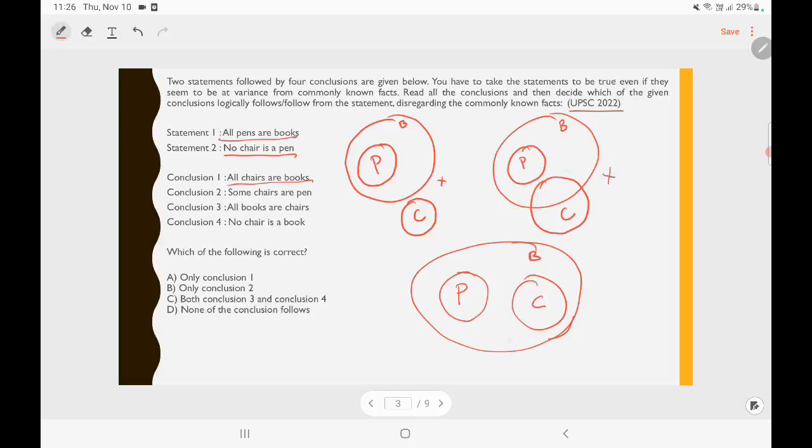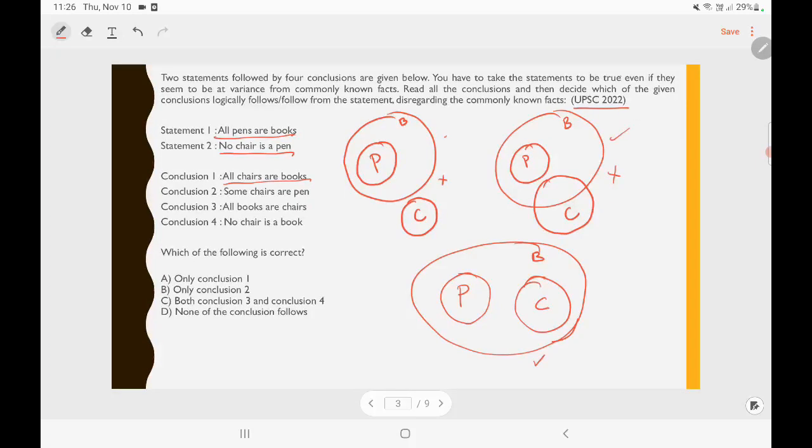In third possibility, all chairs are books, right? This is true. But as I already stated, if you are given a conclusion like all chairs are books, then it must be satisfied in all the possibilities. But it is not satisfying here and here. So this is wrong. Now if you take the second conclusion, it says that some chairs are pen. Here some chairs are not pen. Here no pen is a chair. Here also no pen is a chair. So this is wrong.